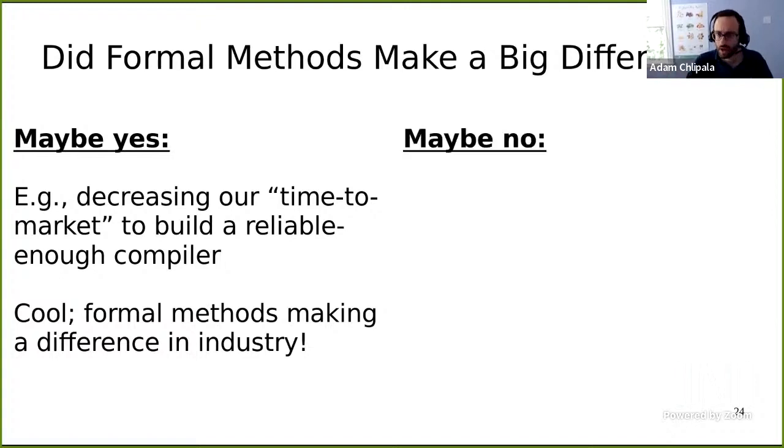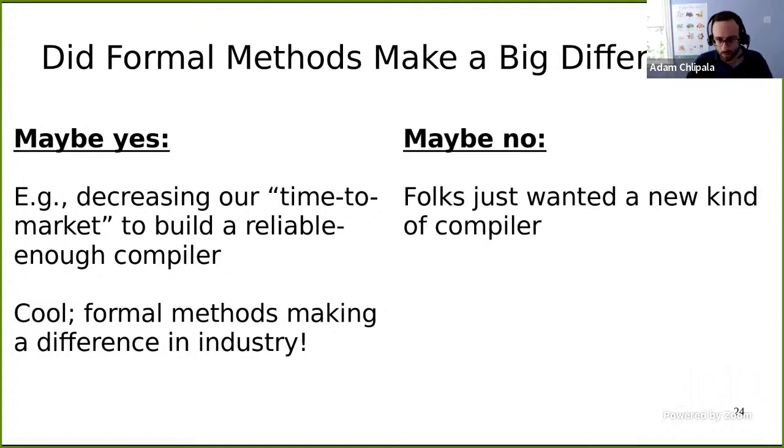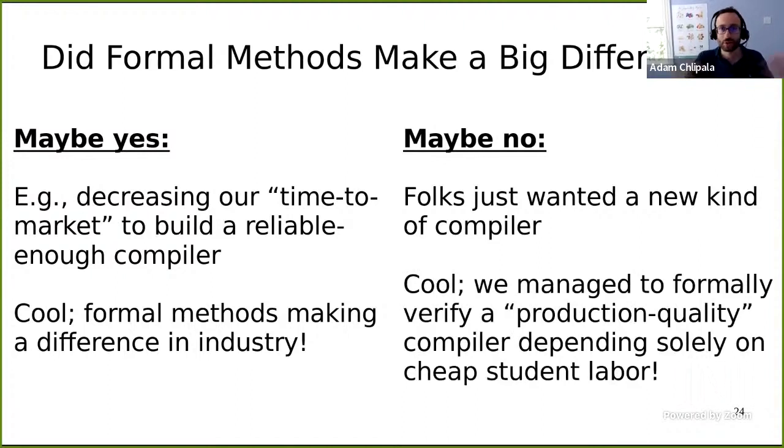Maybe formal methods, though, were not crucial here. Maybe what was actually important was just having a new kind of compiler for a new domain, in which case maybe the formal methods didn't matter directly for industry, but then it's great that we managed to verify a production quality compiler using just cheap student labor. We could almost imagine this thing had already been out there and we chose it as a case study. And I think this is still a nice positive result if that's the case.